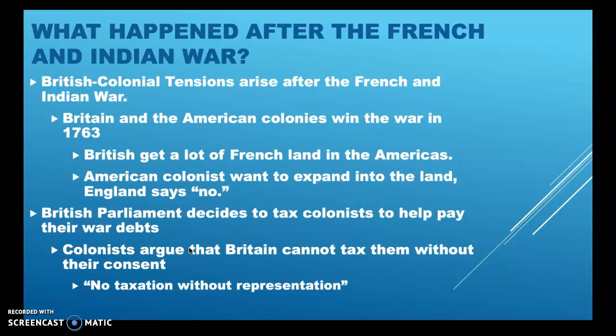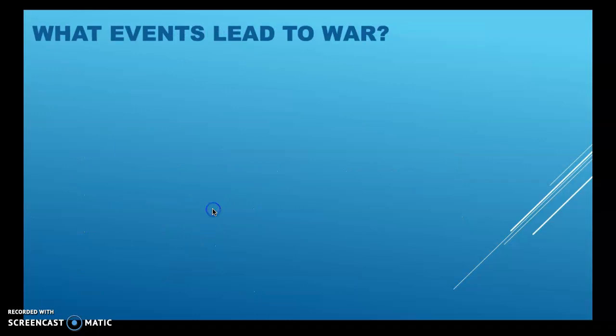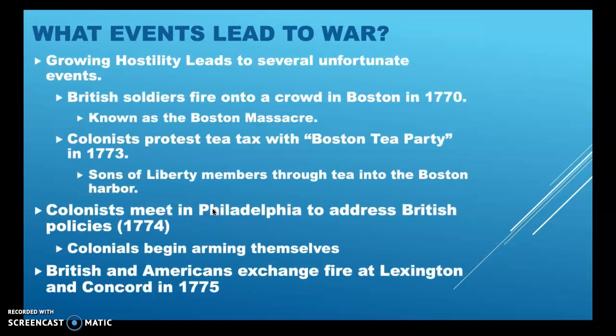And the colonial individuals say, look, you're violating our natural rights. You are giving us taxation without representation. And see, in England, what could happen at this time is that citizens had representatives in Parliament. The colonists didn't have any representation in Parliament. Thus, they argued they could not be taxed. That eventually is going to lead to hostility, which is going to lead to several unfortunate events.